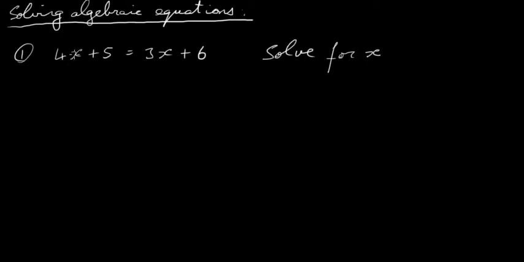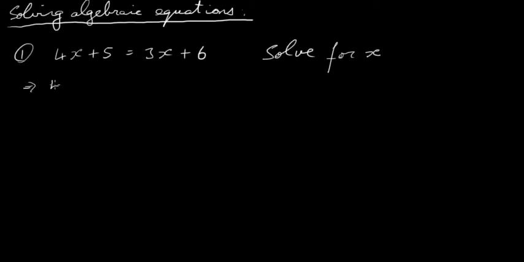Now we've got an x here and we've got an x on this side of the equation as well. So what we want to do is try and move these to one side of the equation. So I'm going to take this 3x and move it over to this side of the equation. Now how am I going to do that? I have to get rid of it first of all from the right hand side. So I'm going to subtract it from the right hand side of the equation. So what I'm going to write down is the following.